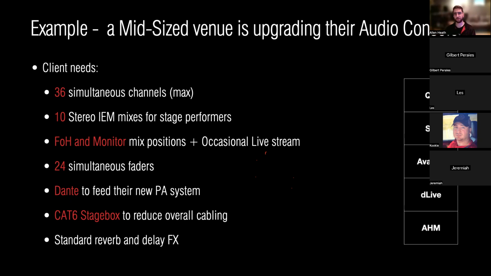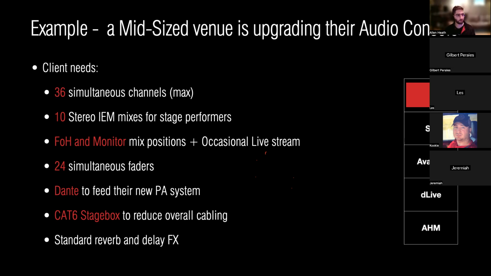So if we think about the different series and which ones we can eliminate based on their answers, first of all, they said 36 simultaneous input channels. That would probably eliminate Q series because it maxes out at 32 mono and 3 stereo. We're really pushing it, and it doesn't leave them much room for growth. So I'd probably just eliminate Q. And then 10 stereo IEM mixes, that also eliminates Q, but SQ on up can handle that.